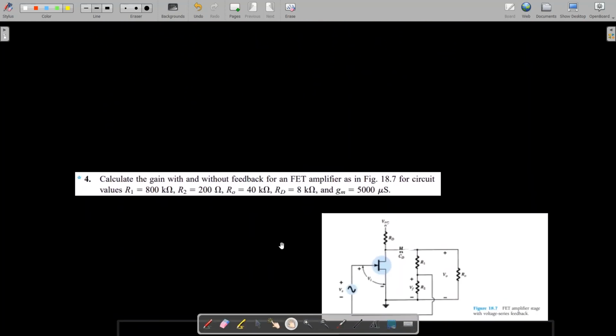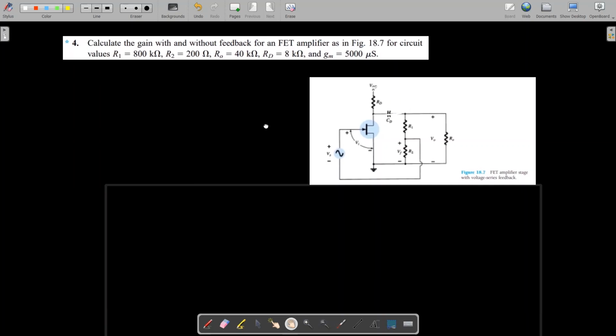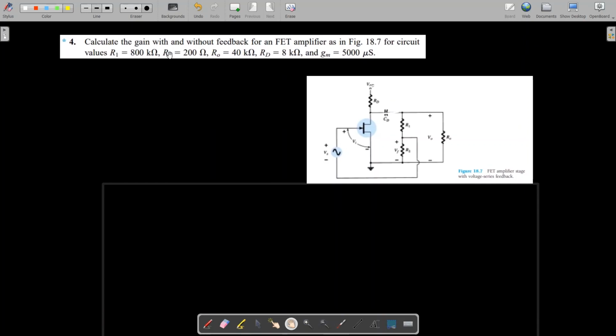Let us move to problem number 4. In problem number 4, it states: calculate the gain with and without feedback for the FET amplifier as in figure 18.7, and 18.7 is this figure. For the circuit values given, R1 is 800 kilo ohm, R2 is 200 kilo ohm. Not 200 ohm, but this is 200 kilo ohm. R0 is given, RD is given, and transconductance gm is also given, which is 5000 microsiemens. Now what we need to find? We need to find gain without feedback and gain with feedback.